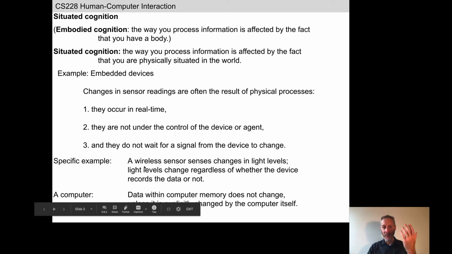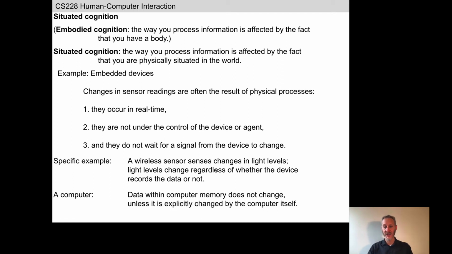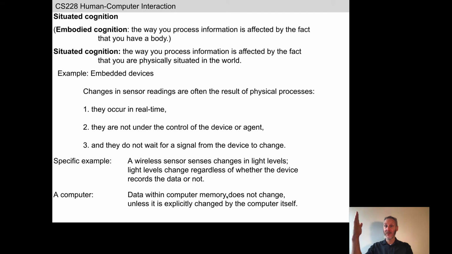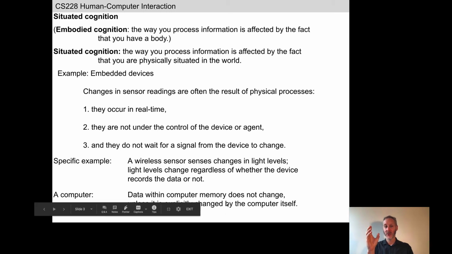So a specific example we've already mentioned about embedded devices would be something like a wireless sensor that senses changes in light levels. Those light levels change regardless of whether the device records the data or not. If we look at a computer, there is data inside the computer memory. That data may have been captured from a webcam or a mouse or a keyboard, but once it's captured, that data doesn't change, and it's processed by the computer when it's ready. That's the idea of situated cognition.